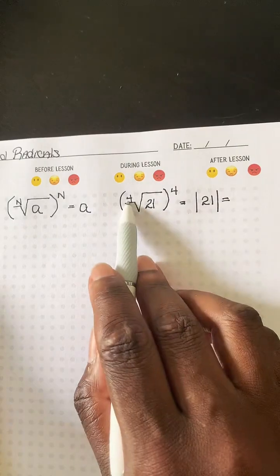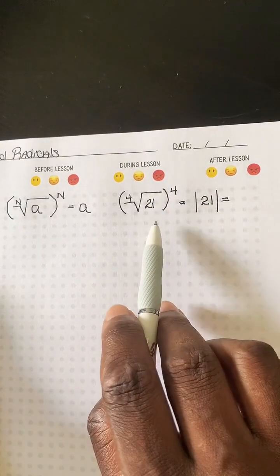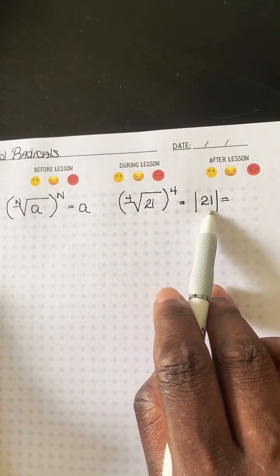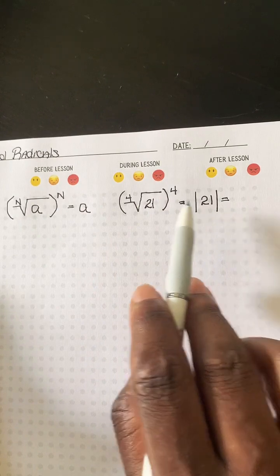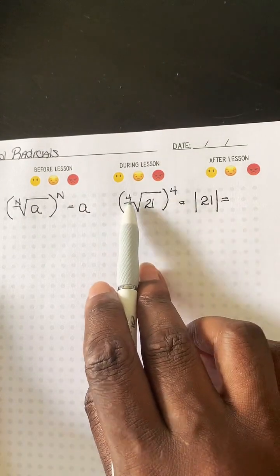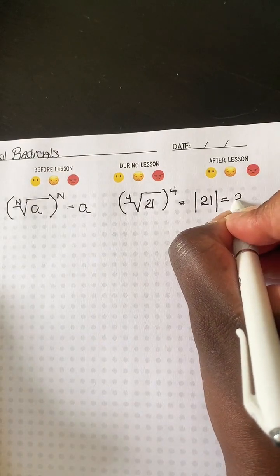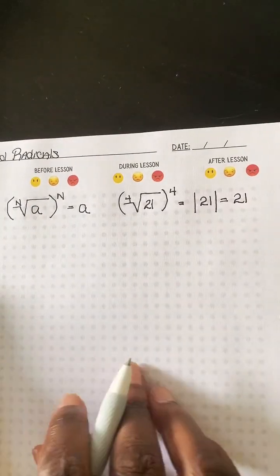I know that the fourth root and the fourth power are going to cancel out and give me the 21, but I have to make sure I take the absolute value when it is an even root. So that will give us our answer of 21.